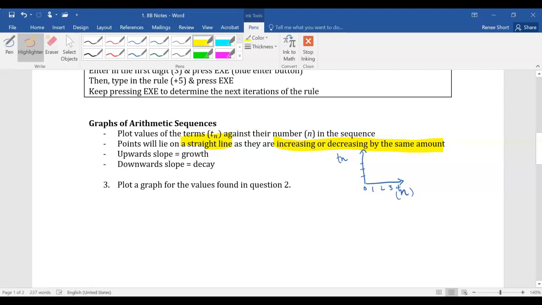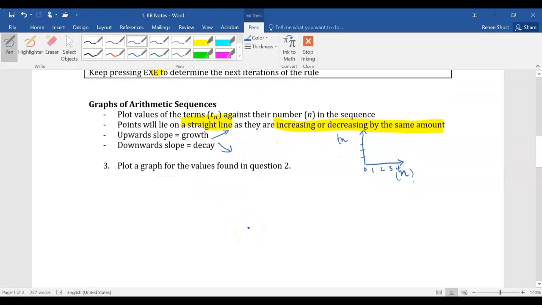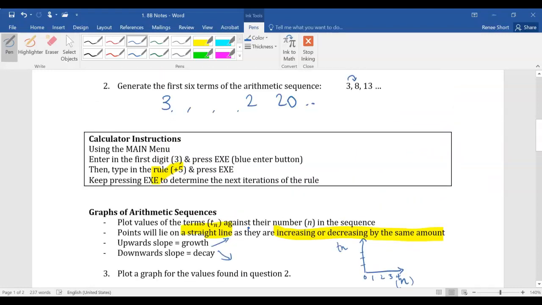And if my graph is sloping upwards, so from left to right, going up like that, that indicates growth. And if it's downward sloping, then we use the word decay to describe that. So question 3, it wants us to plot a graph for the values found in question 2.